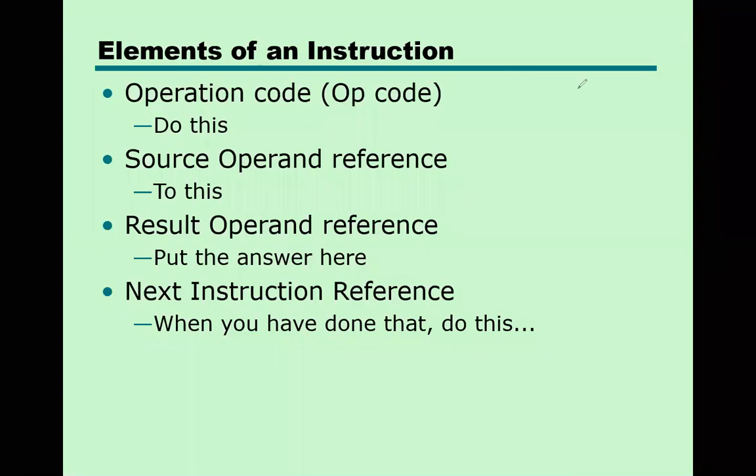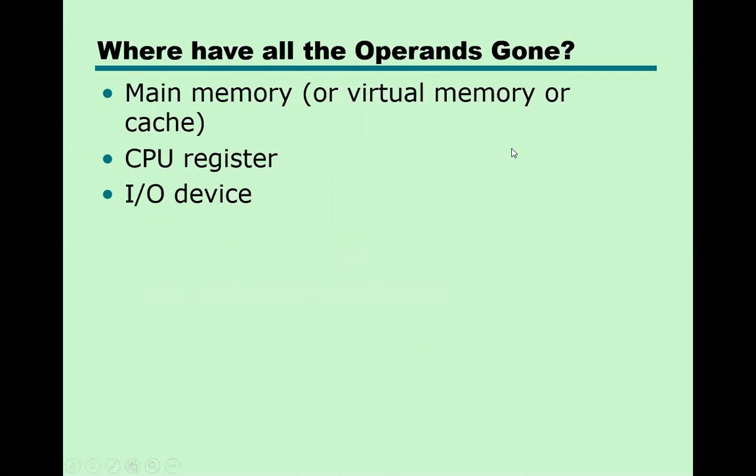So in an instruction, mainly there are four elements: the operation code, add; the source operand and the result operand, A and B; and the next instruction reference, whatever the next instruction is. These are the four elements available in an instruction.